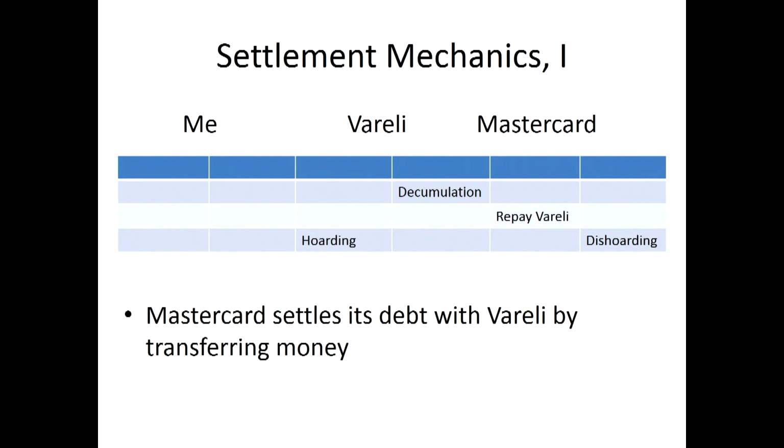So typically the way credit cards work, the settlement with the merchant is what happens first, okay? And I'm showing that settlement with the merchant as Varelli selling their financial asset, liquidating that financial asset for cash, for hoarding, for money. And MasterCard is repaying Varelli, so they're drawing down their loan balance, they're repaying their loan by dishoarding.